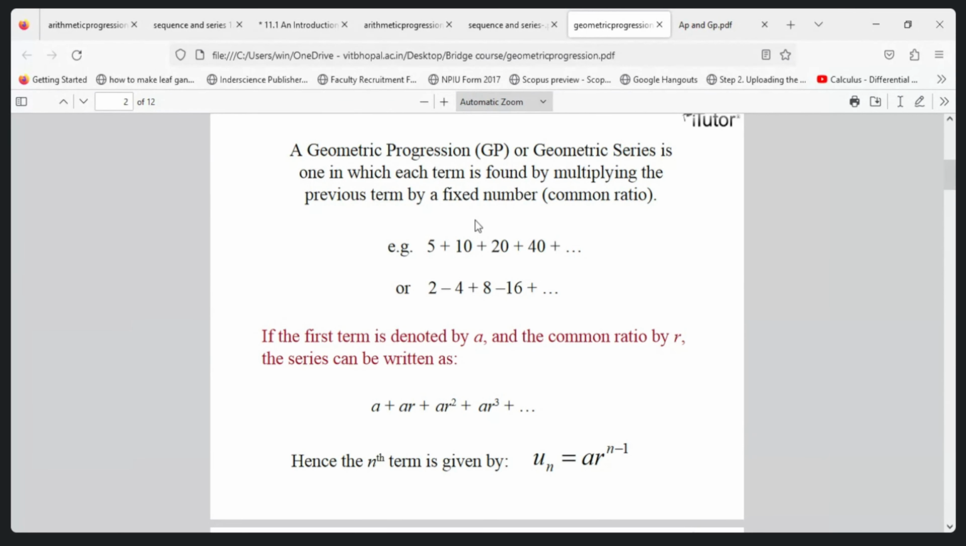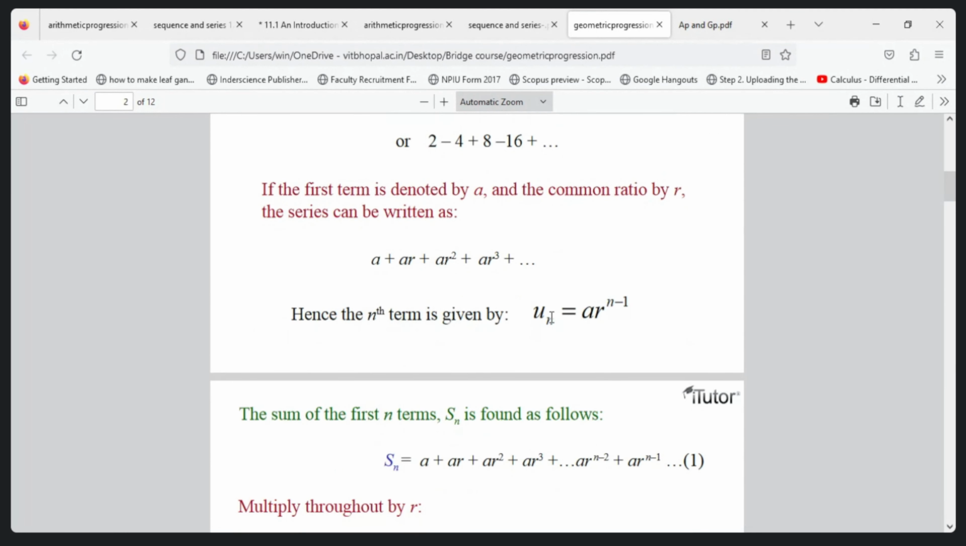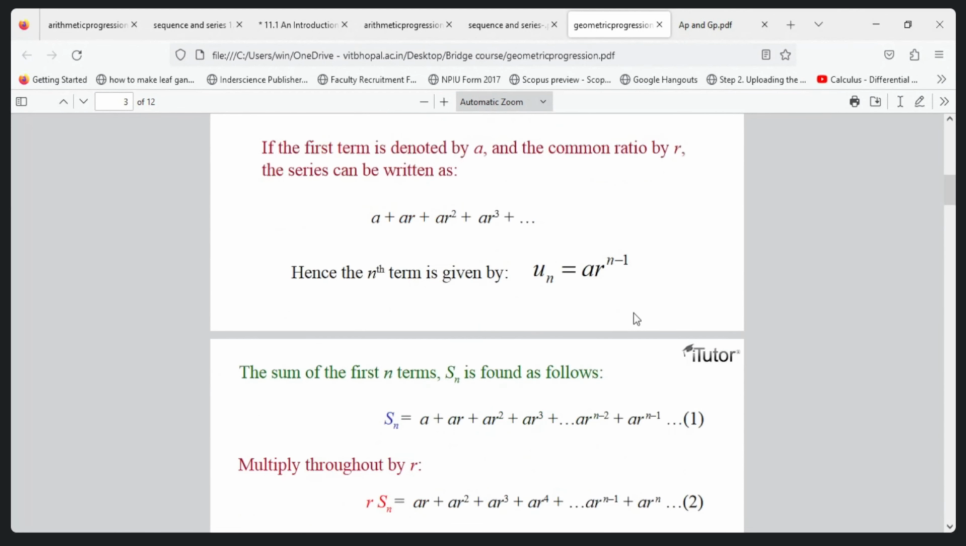For example, 5 plus 10 plus 20 plus 40, or 2 minus 4 plus 8 minus 16. The first term is denoted by A and the common ratio by R. And the series is A plus AR, AR square, AR cube and so on. So what is the general term? Un is equal to AR to the power n minus 1.